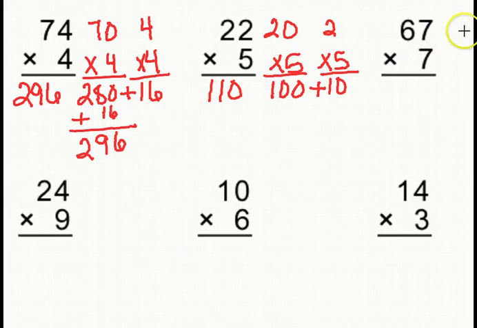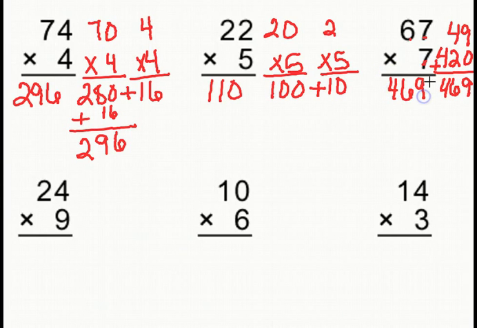There's also a method where we can just take the ones place, 7 times 7, which gives me 49, and then 7 times 60. That's not just a 6, that's a 60. Now you can think, what is 7 times 6? 42, very good, but we have to put a 0 on the end of it to put it in the tens place. So 42 with a 0. Add those two together. 9 plus 0 is 9. 4 plus 2 is 6. 400 plus nothing is 400. So my final answer would be 469.